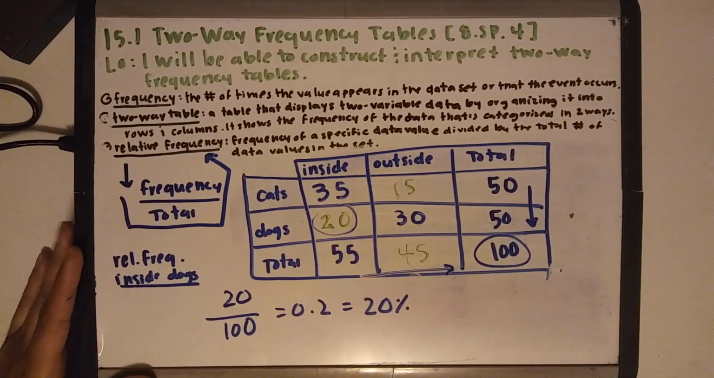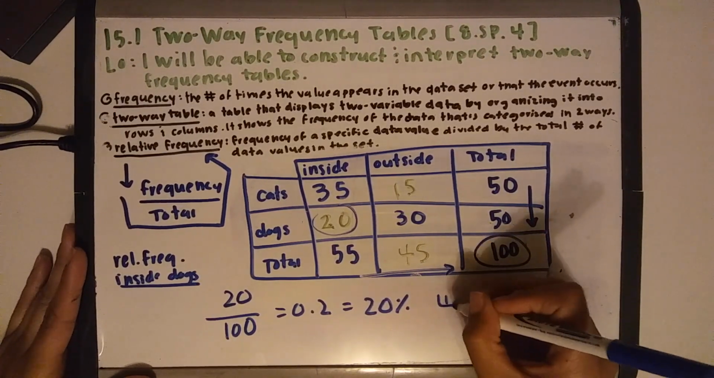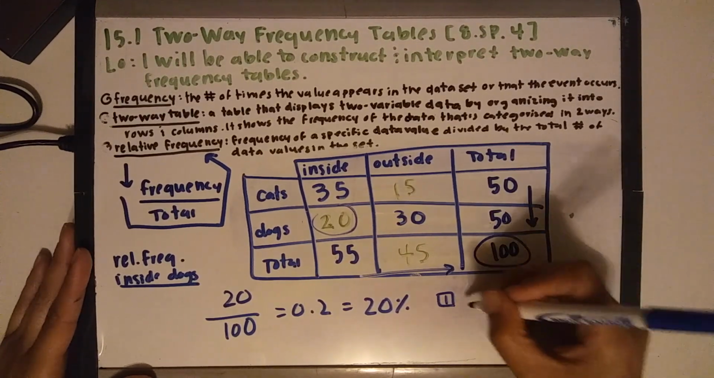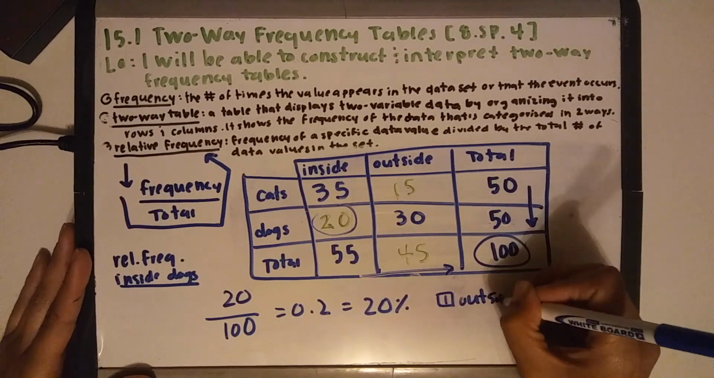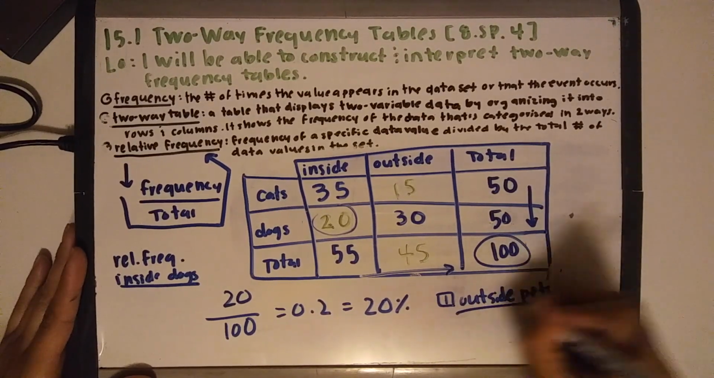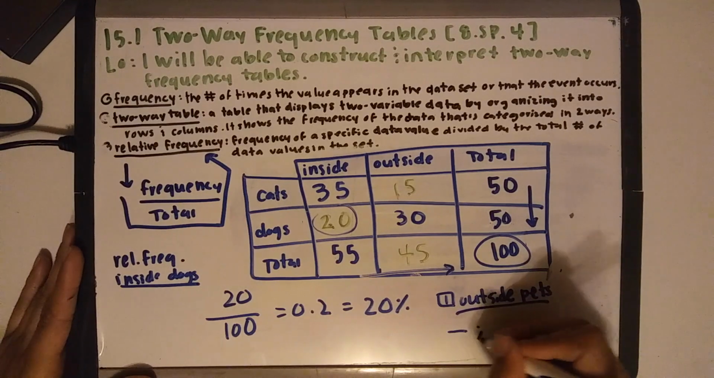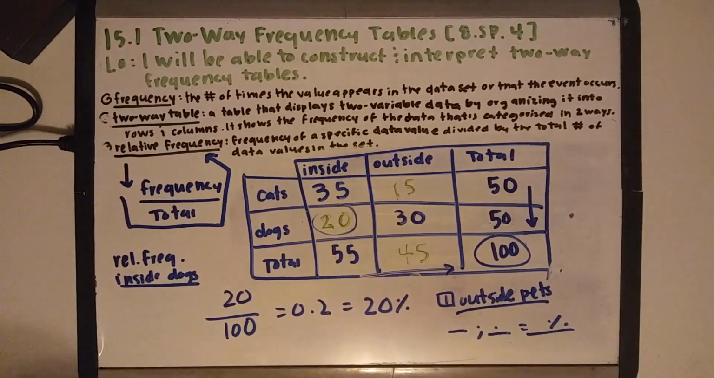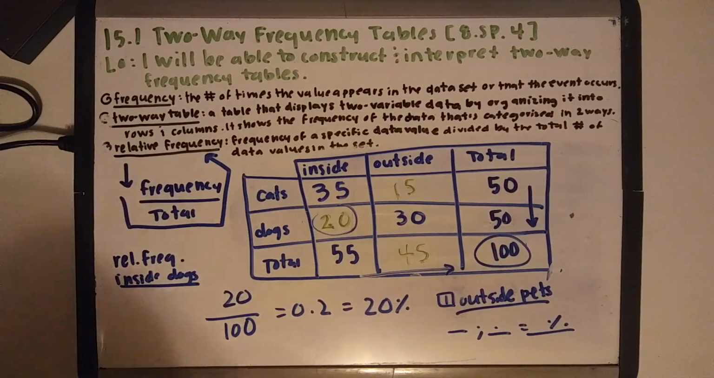Okay, so let me go ahead and give you one to do from this table. So go ahead and give me the relative frequency of outside pets. Okay, I'm not saying dogs or cats, pets in total. Okay, so give me that. Give it to me in fraction form, in decimal form, and in percentage form. Okay, I'm going to erase this table, give you a new one, and then I'll ask you to fill it out.